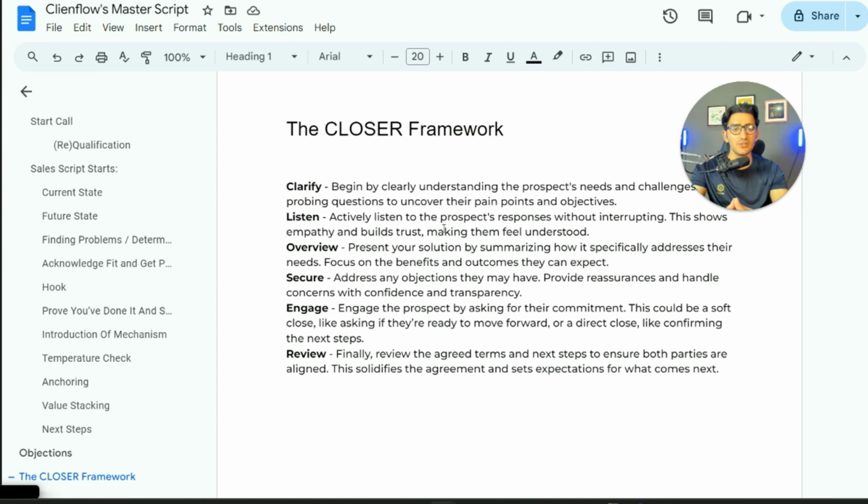Then you listen actively to the prospect, as we mentioned. They'll be giving you the cues. Then you present the solution as an overview. Then you secure: address any objections they have firsthand before taking the offer. Then you engage the prospect, asking for their commitment and everything. Then you review, and obviously they pay, and you try to get the sale done in the first call. That will be an ideal situation.